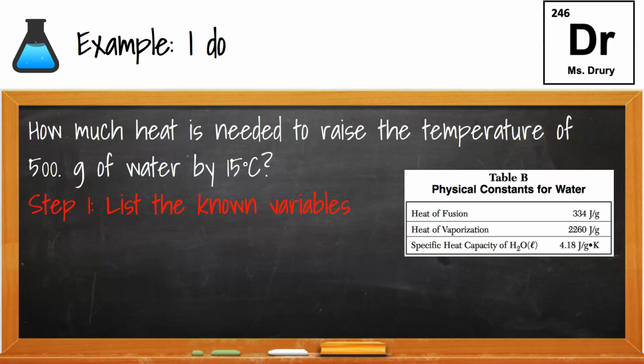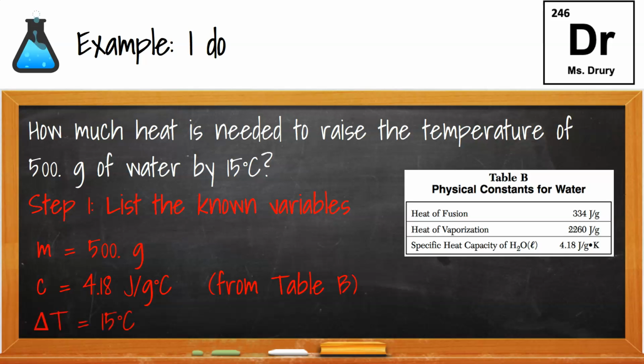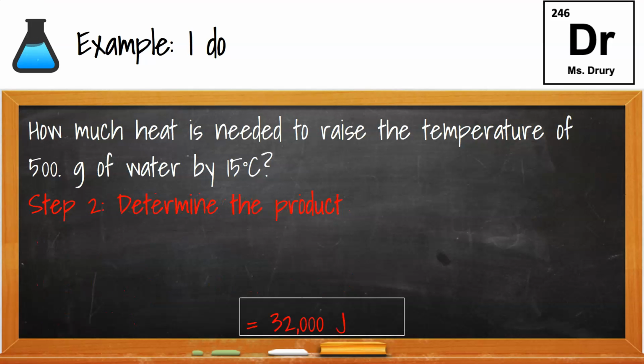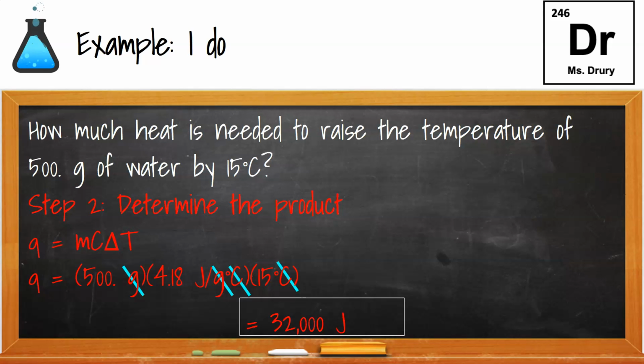How much heat is needed to raise the temperature of 500 grams of water by 15 degrees? Your first step might be to identify your known variables. We know the mass is 500, the c is on reference table B as 4.18 joules per gram Celsius, and the ΔT is 15 degrees because it's going up by 15 degrees. Then you multiply them together: mc ΔT is the mass, 500 grams, times the 4.18 joules per gram Celsius, so the grams cancel, times the 15 degrees, so the Celsius cancels. That's why joules is the only unit left.